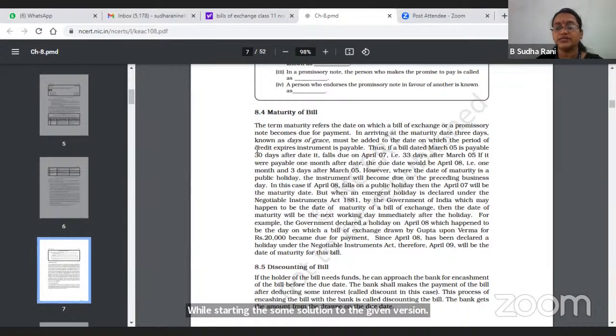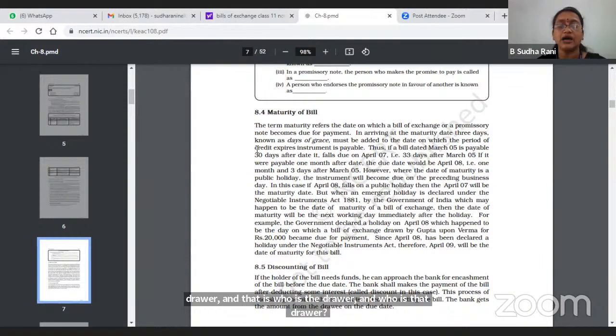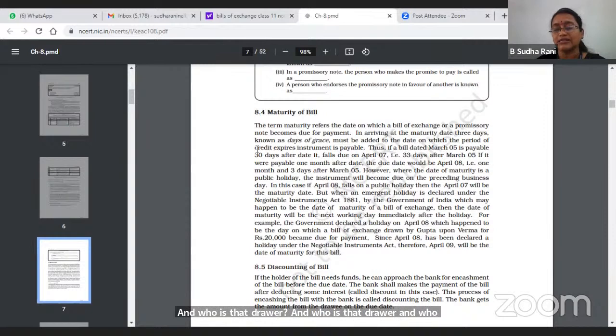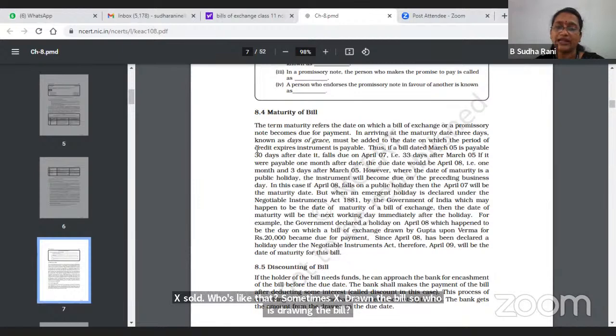First, you must be able to identify from the given question the drawer and the drawee. That is, who is the drawer and who is the drawee. Drawer means the seller, who is selling the goods, and the drawee means the buyer, who is buying the goods. Sometimes the question starts with sales, X sold goods. Sometimes X drew the bill. So who is drawing the bill? Who is accepting the bill? This is to be identified first.